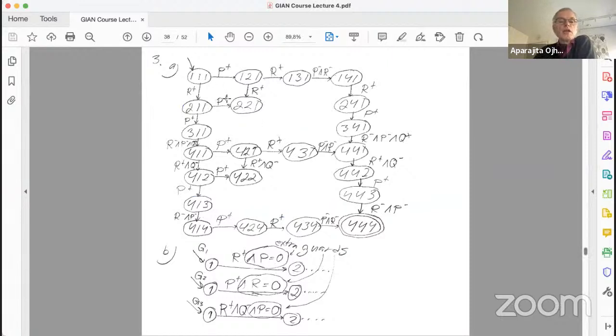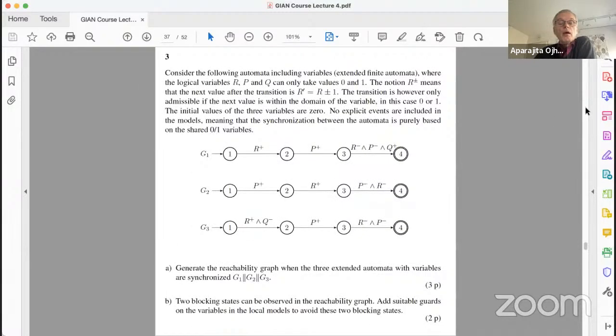What is interesting here is that if you make first a P plus and an R plus, you immediately get into a deadlock. And of course, one could ask why. Well, I think that the domain of these variables are 1.